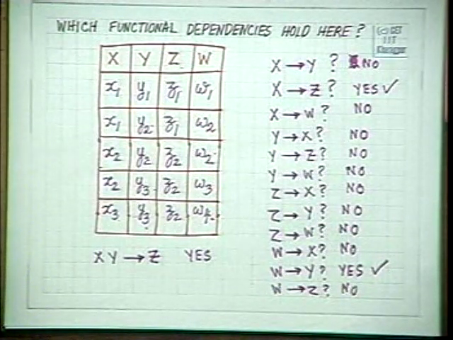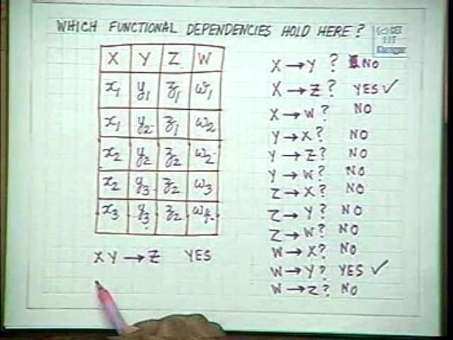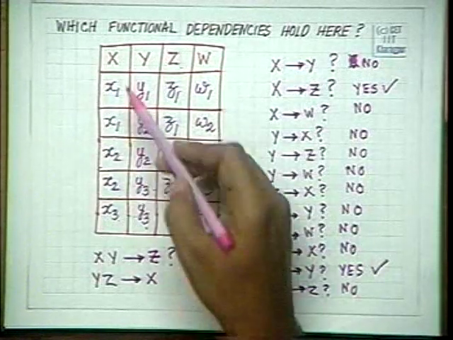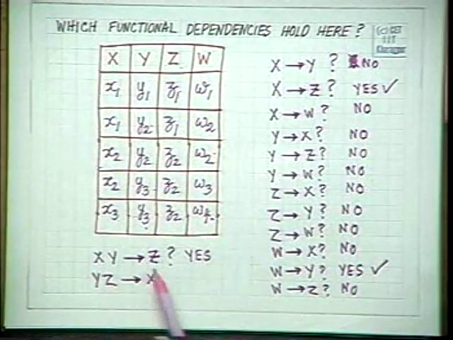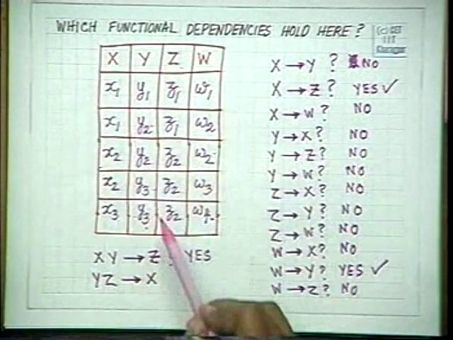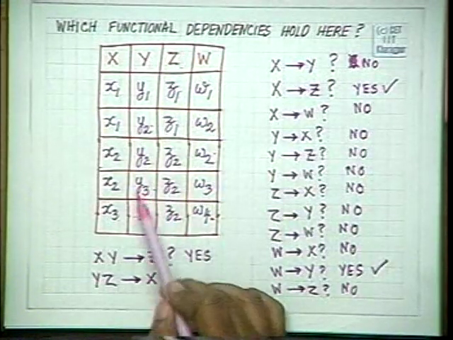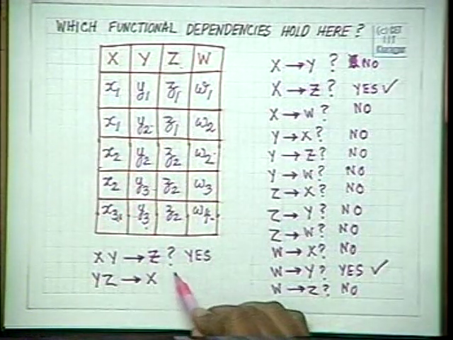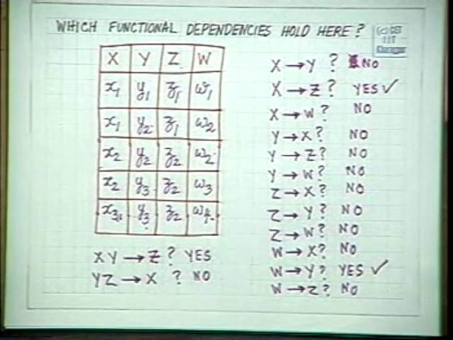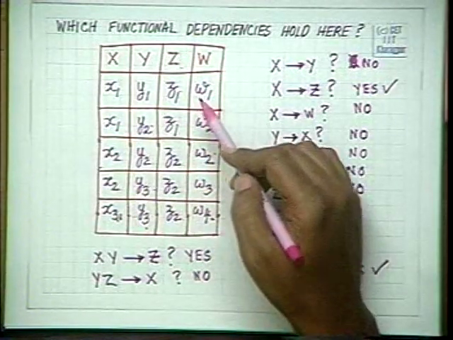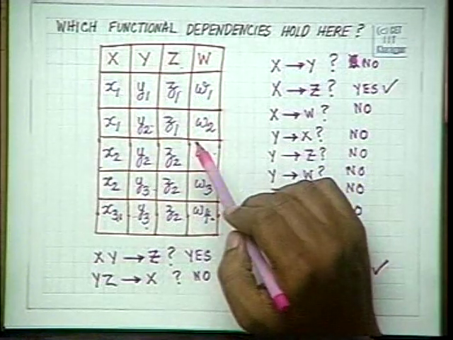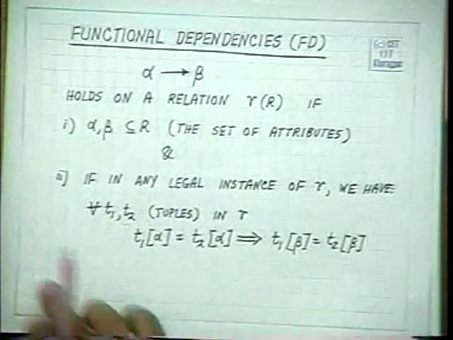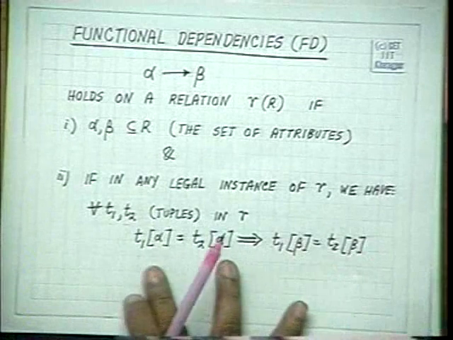Similarly, but we cannot say yz gives x. There is nothing here which violates xy gives z. But let us see, yz gives x. Here we have two tuples which are the same in yz and different in x. So this does not hold. So a functional dependency does not hold only if it is violated. Otherwise, by default it is true. That is the definition here. If these two are equal, this must be equal. If these two are not equal, I don't care.